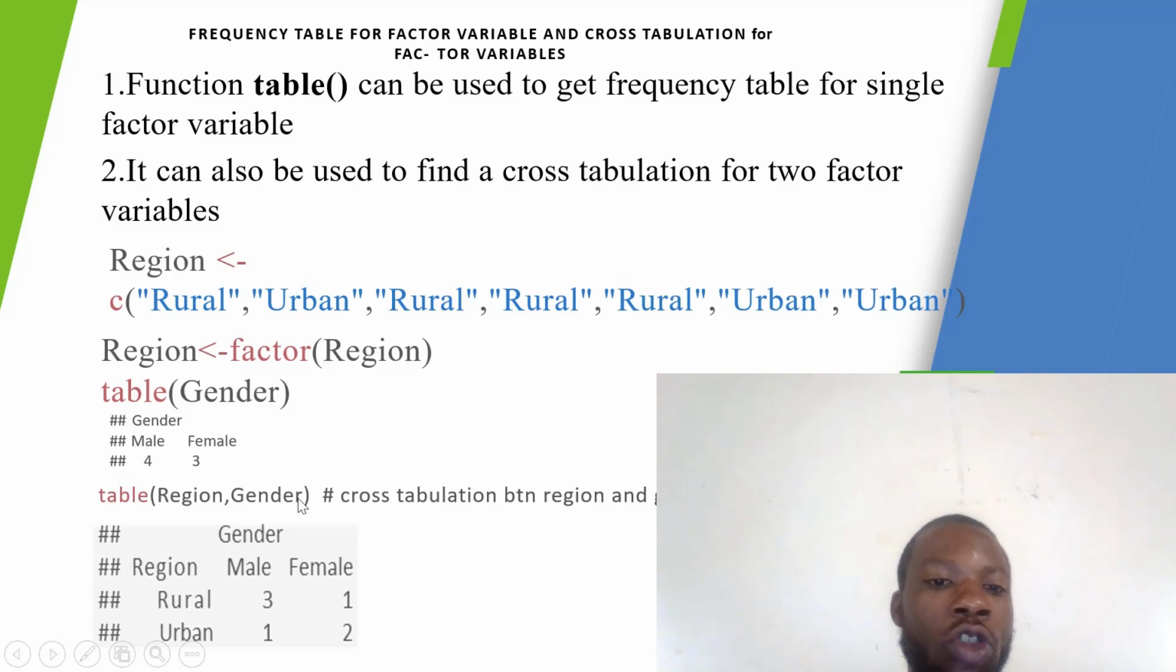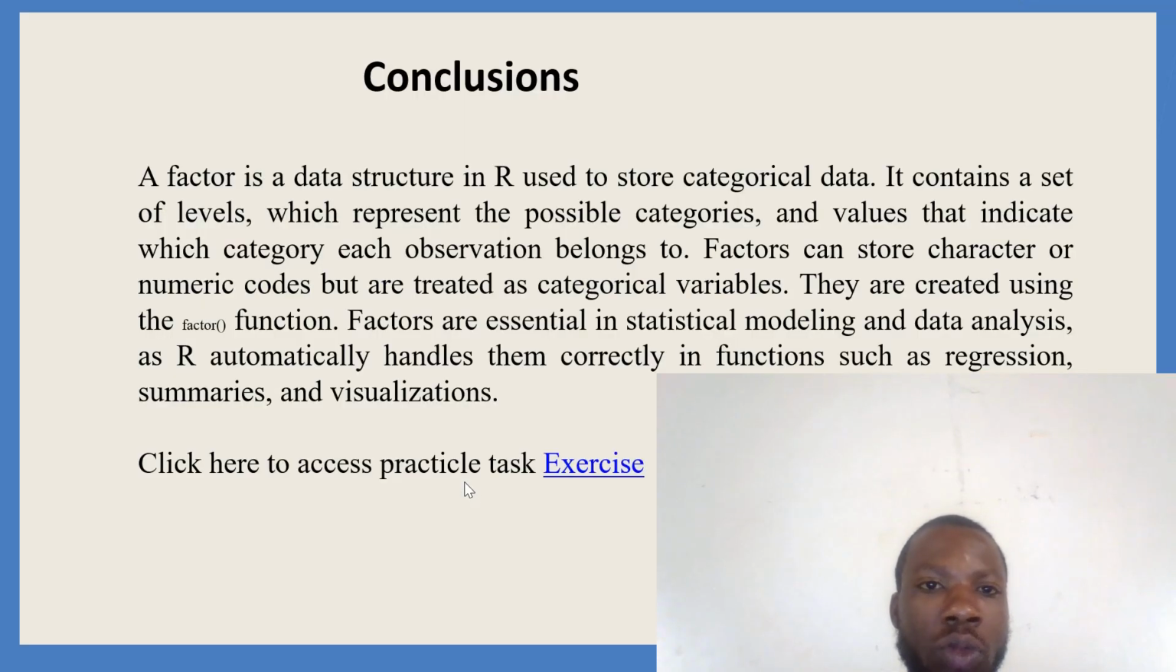And also I can do cross tabulation to see how many males are in rural and how many males are in urban, since we have the region of rural and urban. You see, in the rural area, I have 3 males and 1 female. Those are also the cross tabulations we can do for the factor variable. When we do the exploratory data analysis, we will see how we can do those things, and also how we can add the percentage.